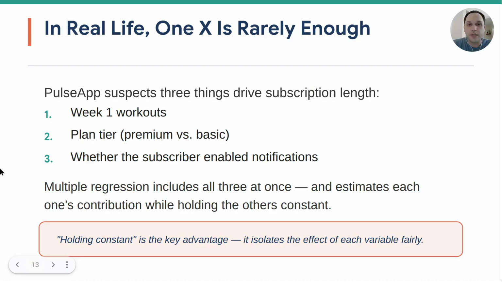That other 38% is where multiple regression comes in. In real-world research, one variable is rarely enough to explain an outcome fully. PulseApp believes 3 things together drive subscription length: how many workouts someone logs in week 1, which plan tier they're on, premium versus basic, and whether they enabled push notifications. Multiple regression includes all 3 variables simultaneously and estimates each one's contribution while holding the others constant.